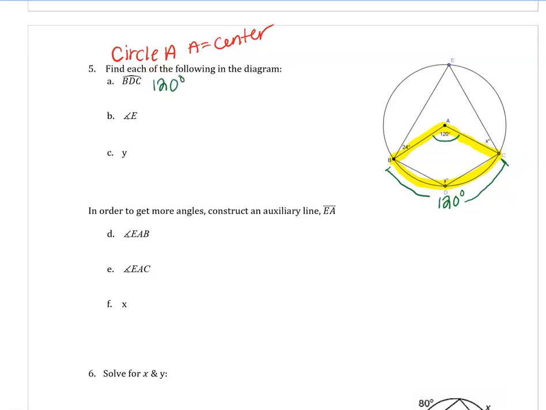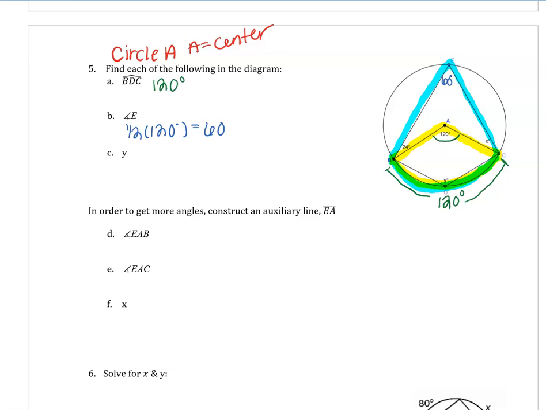Now angle E, which is up here, I'll highlight this in blue, that's an inscribed angle, which intercepts the same arc. So that means if I do half of 120, which gives me 60, that would be the measure of angle E.